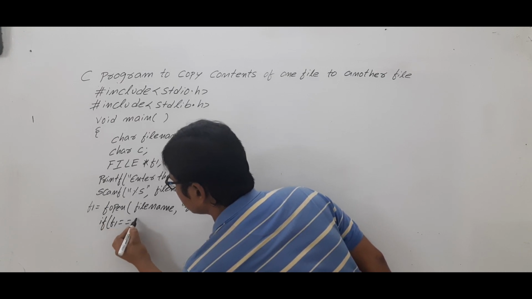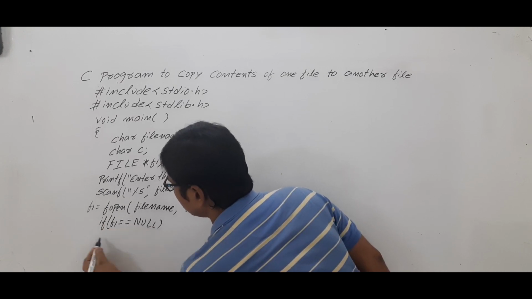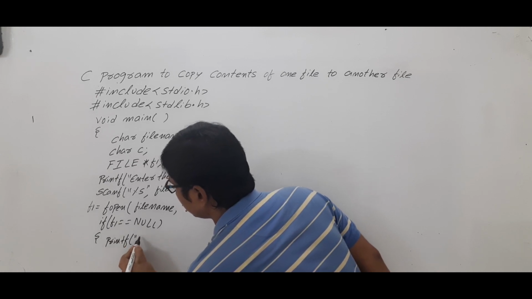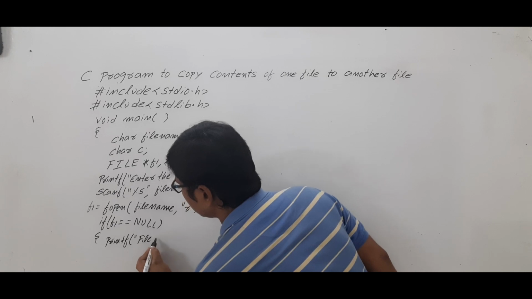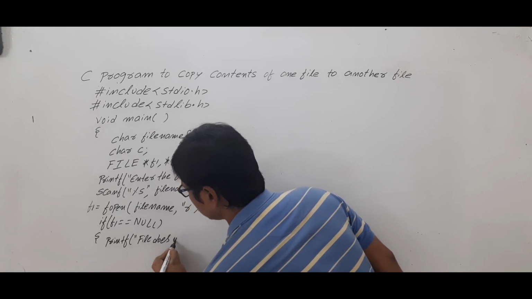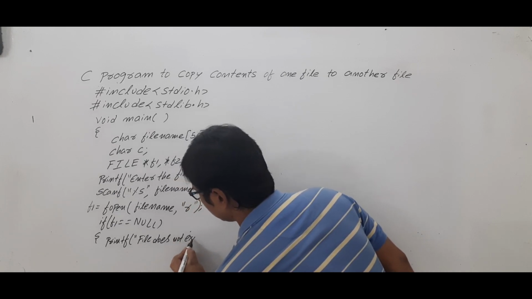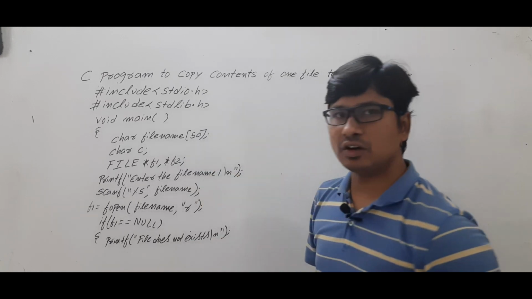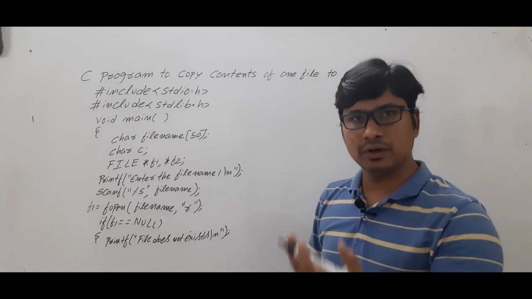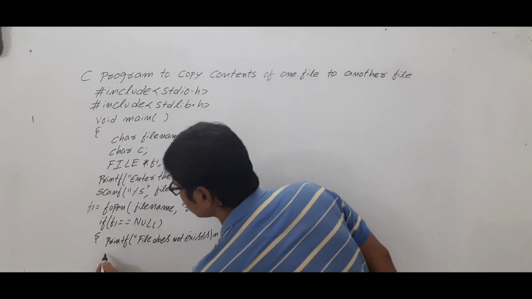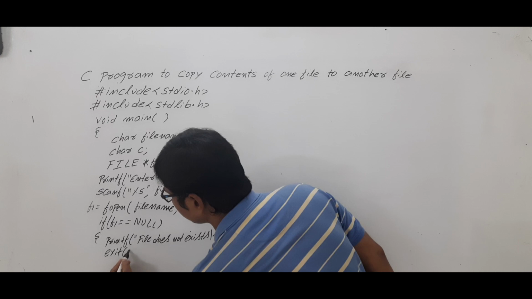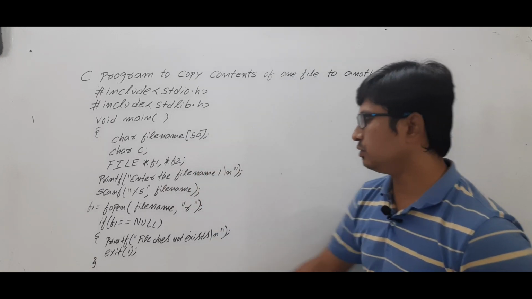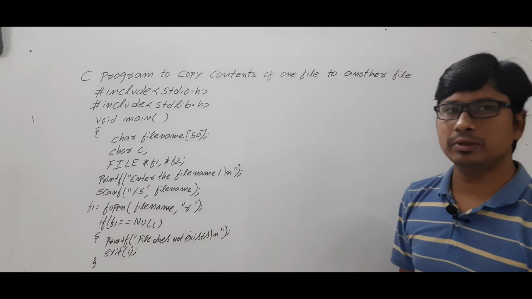If f1 is equal to null, you need to print a statement, printf file does not exist. Whatever the user has entered, such a file is not there. If the file is not there, how can you read it and how can you copy it into another file? That is not possible. Then you need to exit from the program. You have to use a function called exit with some value you have to pass. Then it will come out from the program.